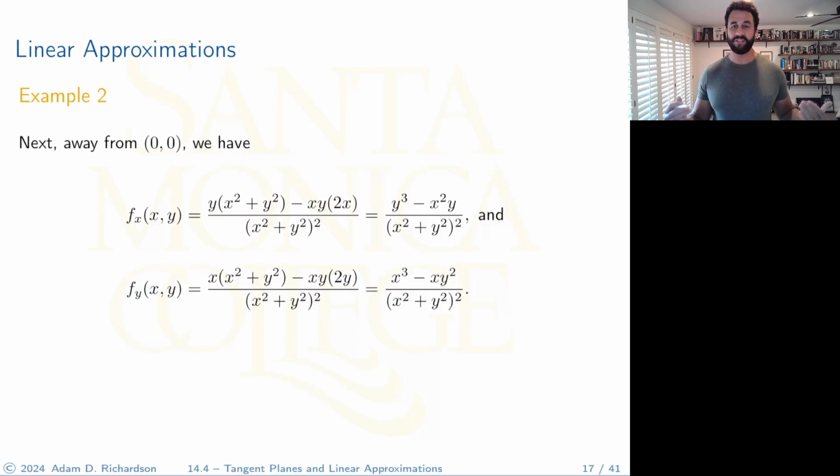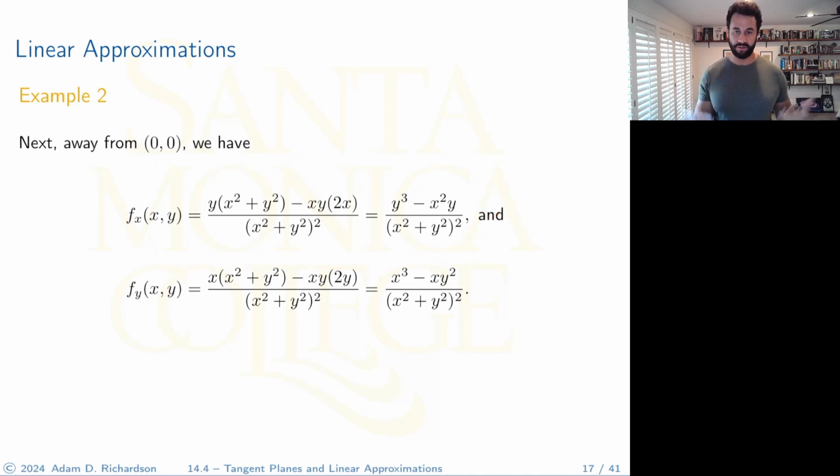Next, we have to show that they are not continuous. If you remember the definition of continuity, we should be able to approach the point from any direction and see if that limit exists. Because we're going to be approaching, we are going to have to actually compute the partial derivatives away from 0. That's what I'm doing here.